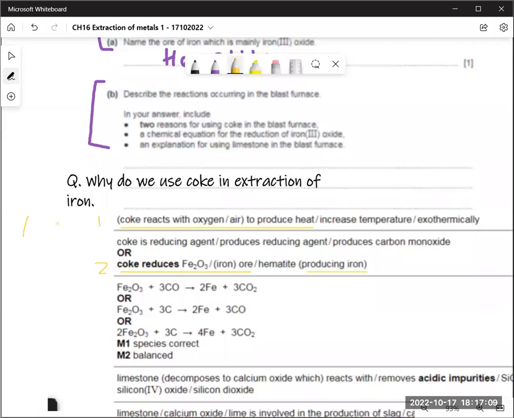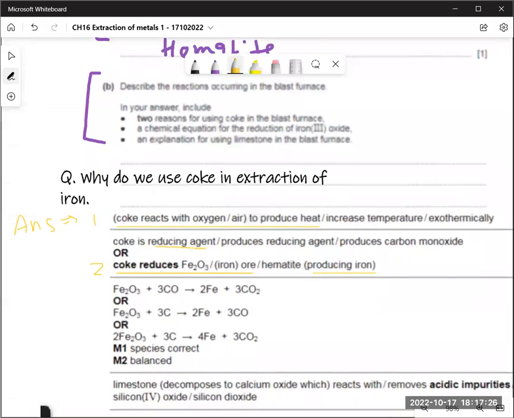Sir, is reducing agent and heat the same? Yes. Reducing agent is something else. Safa, a reducing agent is something that gets oxidized. Now, do you know what reduced or oxidized mean? Yes. What is the meaning of reduce? Getting reduced. Yeah.